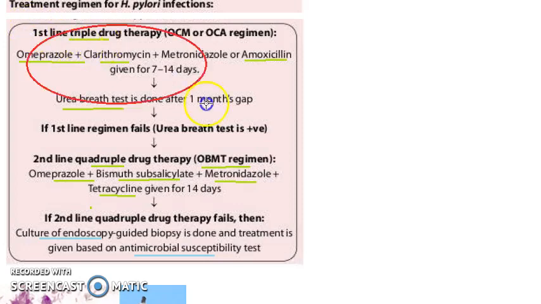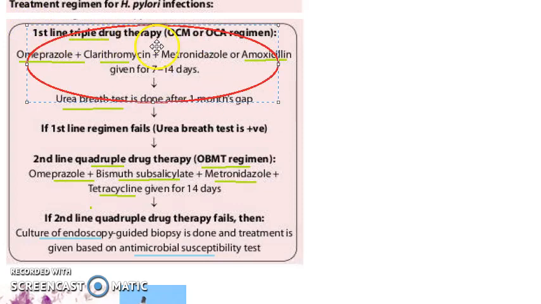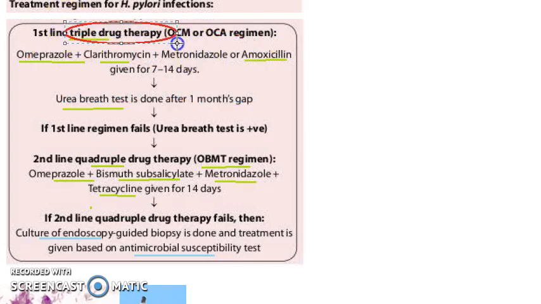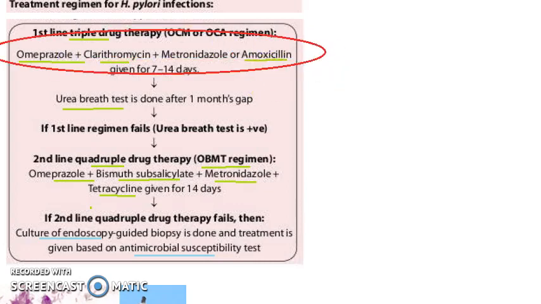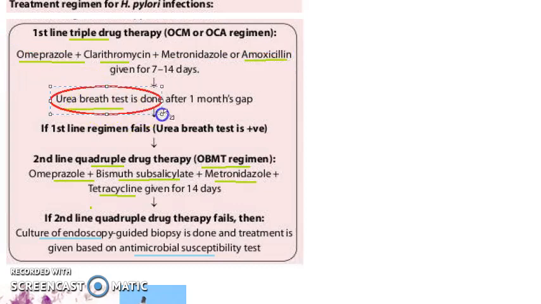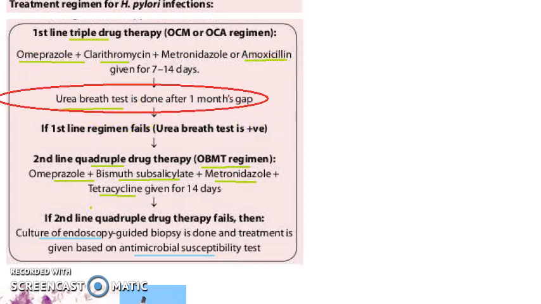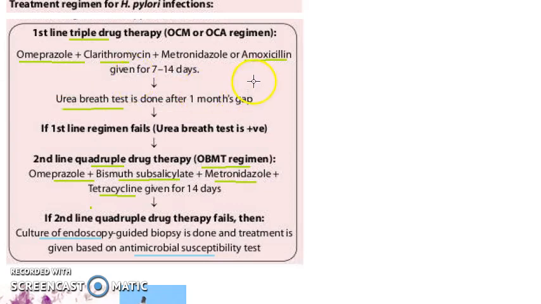Look at the drug regimen. Here you have the first line of triple therapy. First you will give Omeprazole. Omeprazole is a proton pump inhibitor, right? And Clarithromycin, an antibiotic. And you can give Amoxicillin. You will give these three for 7 to 14 days. Then after 1 month, you will check the urea breath test.